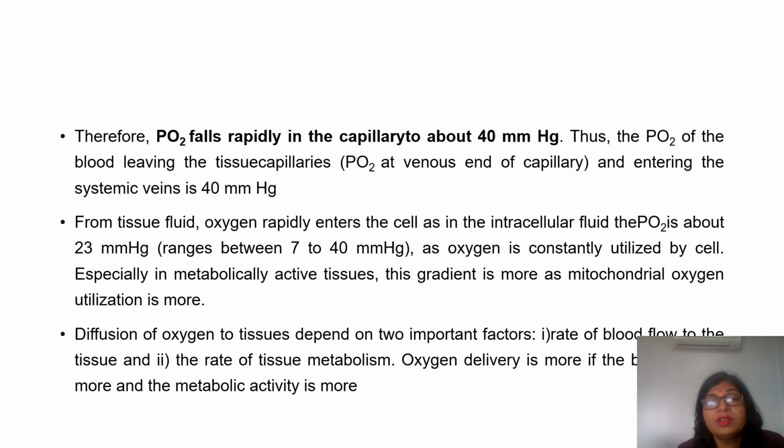So PO2 falls rapidly in the capillaries to about 40 mmHg. So the PO2 of the blood that leaves the capillaries and enters the systemic veins is around 40 mmHg. From tissue fluid, oxygen will rapidly enter the cells. In the intracellular fluid, PO2 is about 23 mmHg, as oxygen is being constantly utilized by cells. Especially in metabolically active tissues, the gradient is more as mitochondrial oxygen utilization is more.